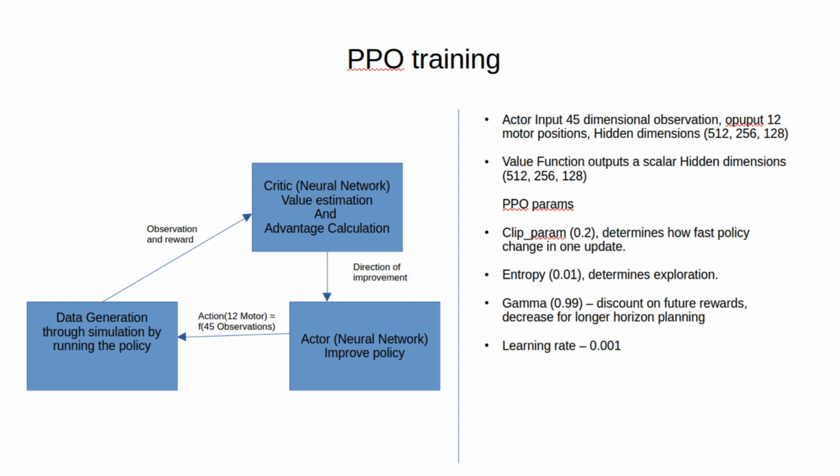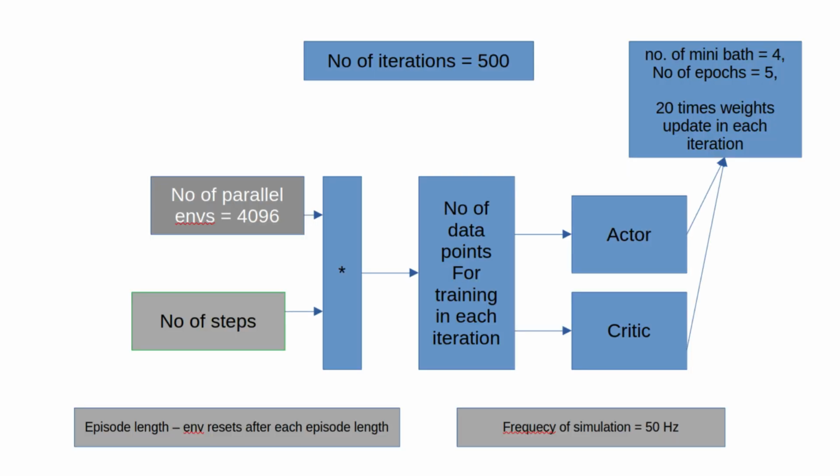We take those 12 motor outputs, run the simulation again, generate data, and then feed it to the value estimation network, and then the estimation network gives the improvement to the actor, and then again we run the simulation. So this is the loop, how it works.